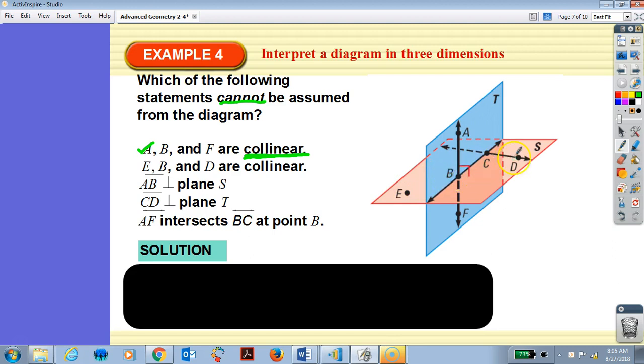E, B, and D are collinear. E, B, and D. Would we be assuming that? Yeah, there's no line connecting them. We don't know. We know E and B are on the same line, B and D are on the same line, E and D are on the same line, but we don't know that all three of them are on the same line, right? Because any two points make a line. But when you have that third one, we don't know that they're all on the same line because it's not drawn. So we cannot assume this one.